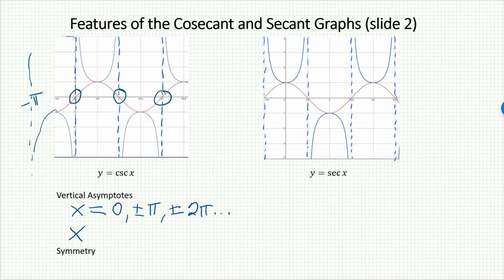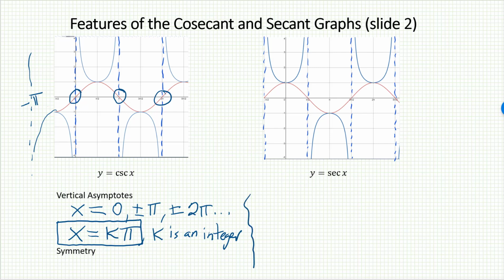There is even a shorthand way of writing this. We would say x equals k pi, any multiple of pi. K here just stands for any integer. In other words, k could be 1 or 2 or 3 or -1, -2, -3, and if you fill those in, you'll get the entire list. So this statement here sums up the location of all the vertical asymptotes for the cosecant function.